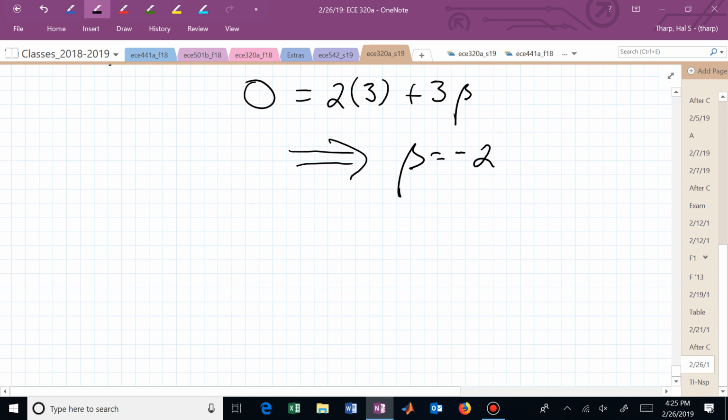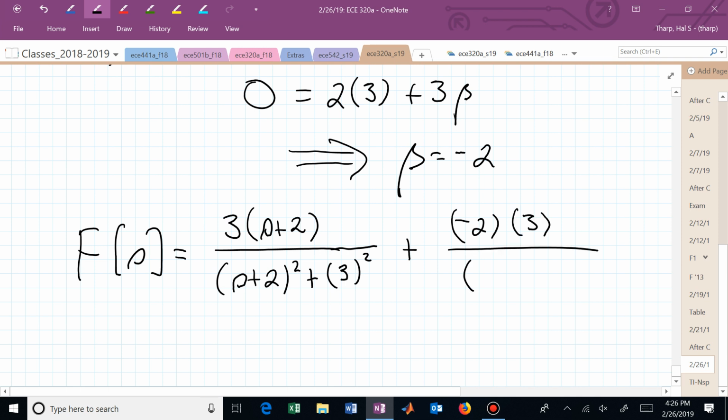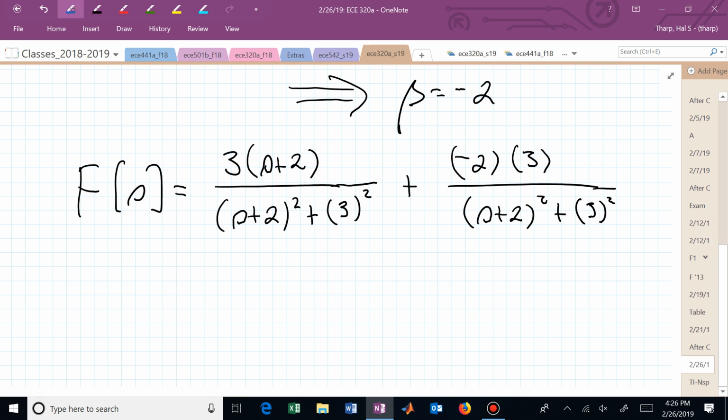What do I now have? Well, now I have a partial fraction expansion structure for capital F of S, which is associated with complex roots in the denominator. I have alpha, a 3 times S plus 2 over S plus 2 squared plus 3 squared, plus a minus 2 times the 3 over S plus 2 squared plus 3 squared. And now I can immediately write down the answer in the time domain.